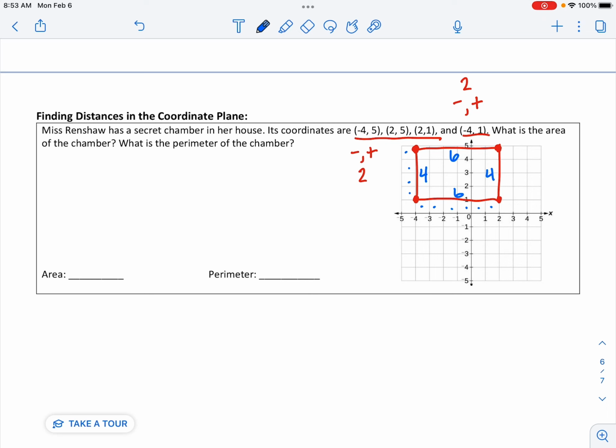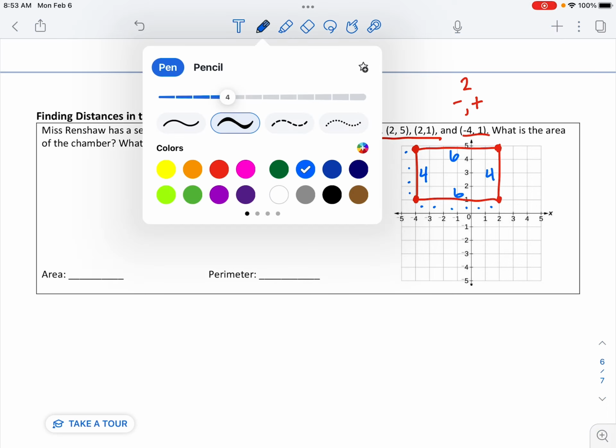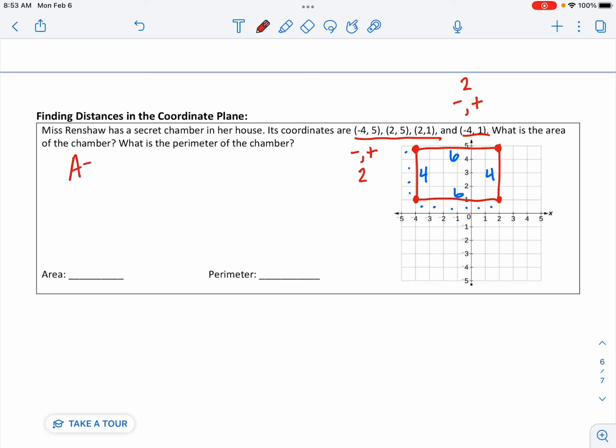Okay. Hopefully you remember how to find area of a rectangle. It is A equals base times height. So my base is 6 and my height is 4. So all I do is multiply those. So 6 times 4 is 24. And it would be units squared. Remember, you always square your label or your answer when it's area.